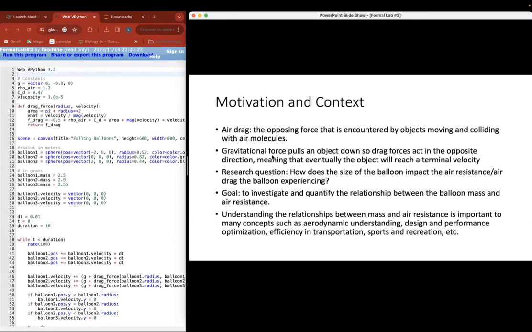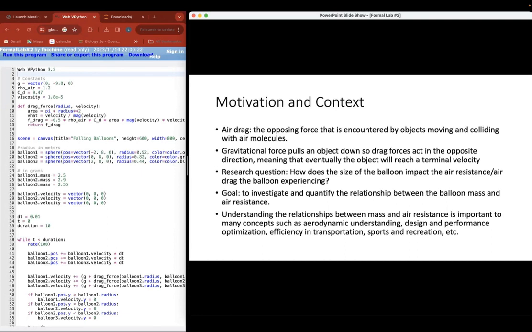The purpose of this lab was to understand the relationship between drag forces as well as other variables that can influence drag forces. Our group in particular was interested in studying air drag, which is essentially the opposing force that is encountered by objects that are moving or colliding with air molecules. There are many different factors that can influence the drag force, including the inclination of an object with respect to the direction of the fluid movement, mass, as well as compressibility of air.